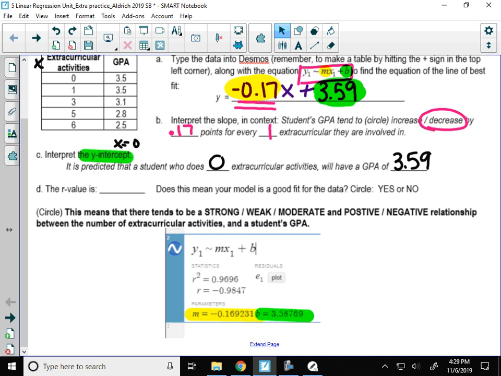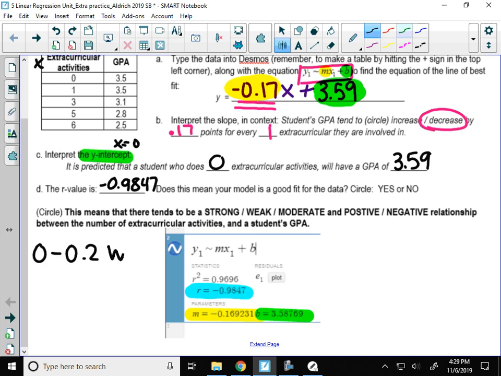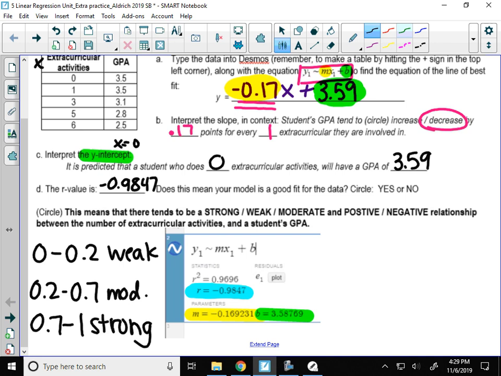Now it says, what's the r value? Well, when I look down here at my printout, I know there's r squared. I want just the regular old r right here. And that r value is negative 0.9847. Now, negative 0.98. We've done ranges of numbers. Remember we said 0 to 0.2 is a weak r value. 0.2 to 0.7 is moderate. And 0.7 to 1 is strong, positive or negative. Now, negative 0.98 is in that strong range. So do we think this is a good fit for the data? Yes, it's a really strong r value.